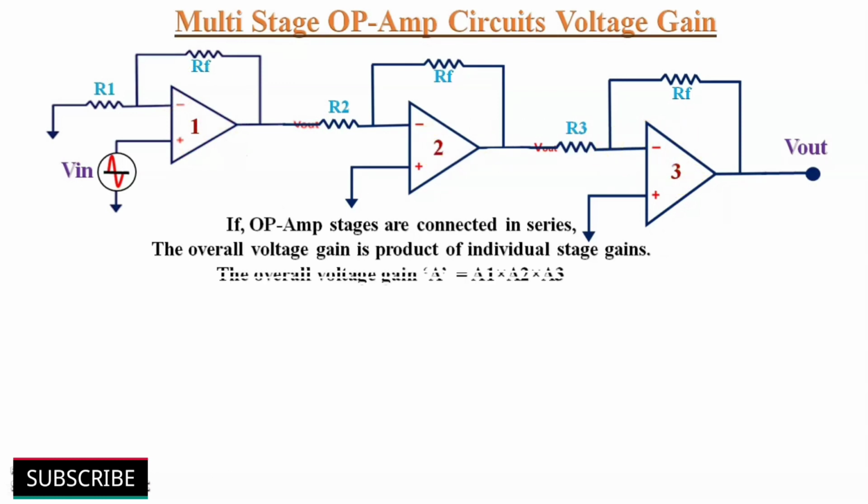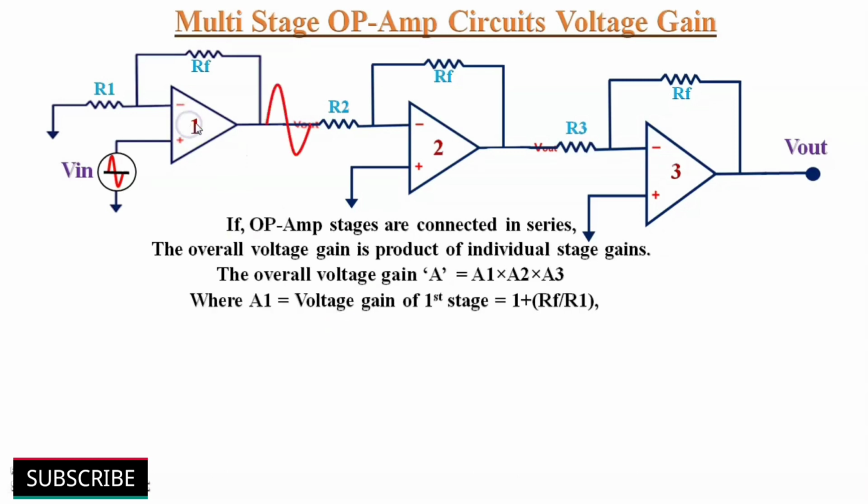The overall voltage gain A of this circuit is given by A is equal to A1 into A2 into A3, where A1 is voltage gain of the first stage. It is non-inverting configuration. So voltage gain is 1 plus Rf by R1. Output is in phase with the input. A2 is voltage gain of the second stage. It is inverting configuration. So voltage gain is equal to minus Rf by R2. Output is 180 degrees out of phase with its input.